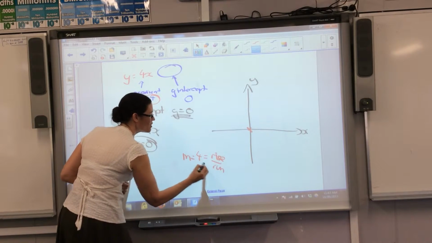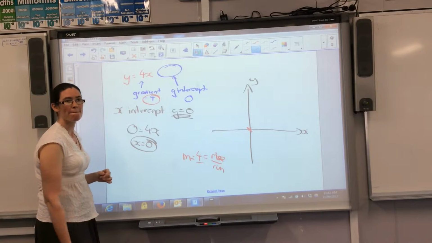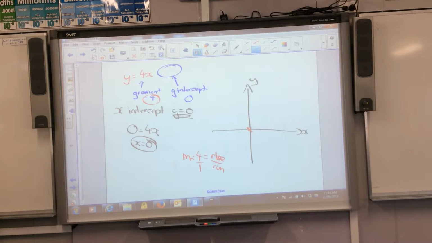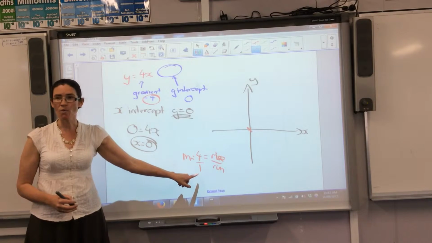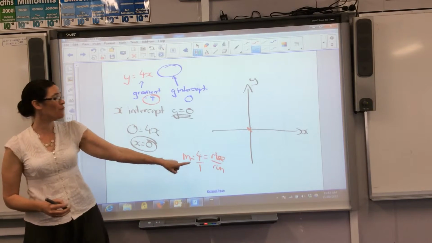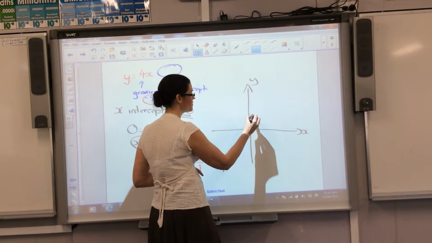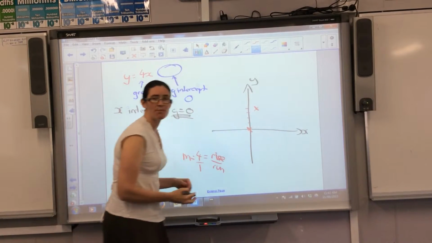So what's my run? 1, because 4 on 1. So my gradient is 4 over 1. So from this point, count up 4, go across 1, and there's my second point.